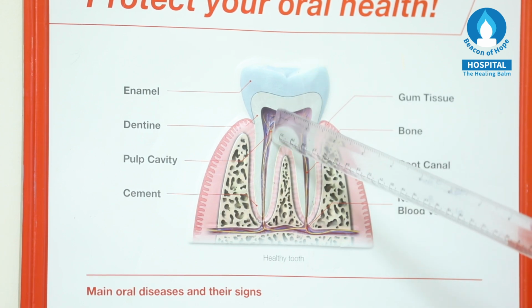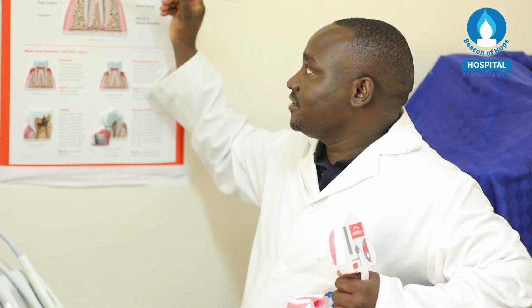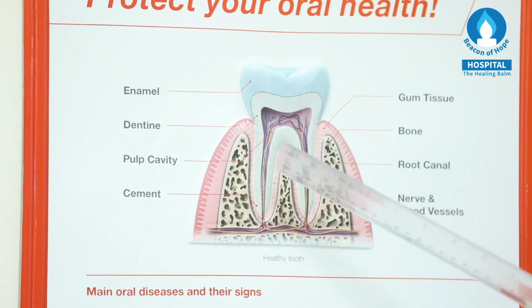So when these cavities start progressing, it starts very slowly from the enamel, and then it progresses slowly to the dentine, and then finally to the pulp.